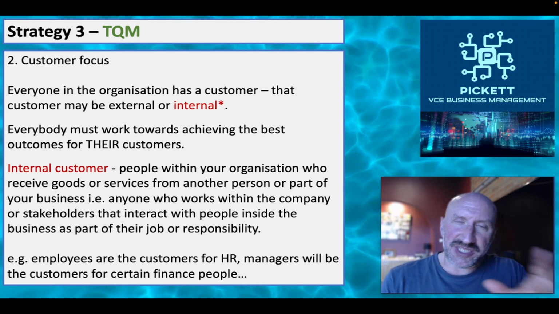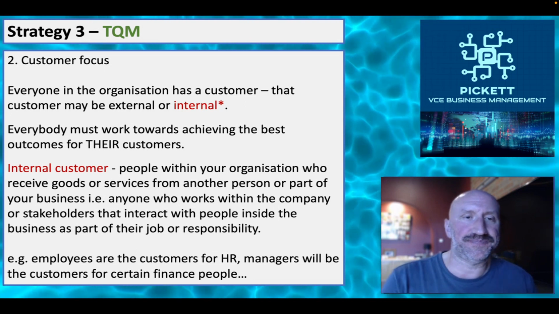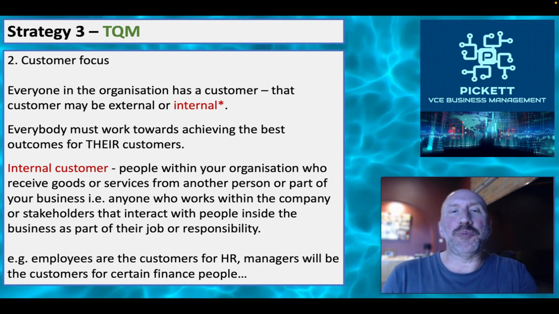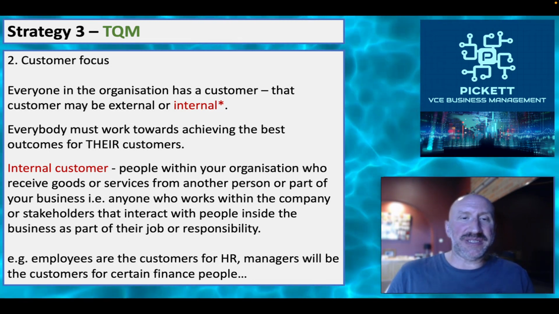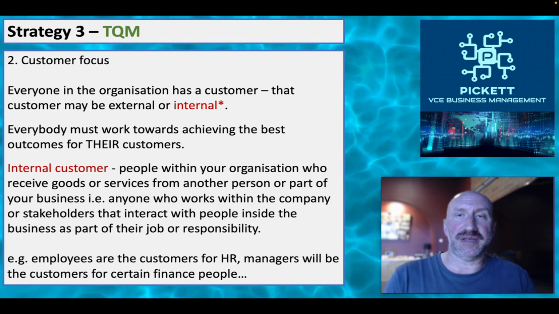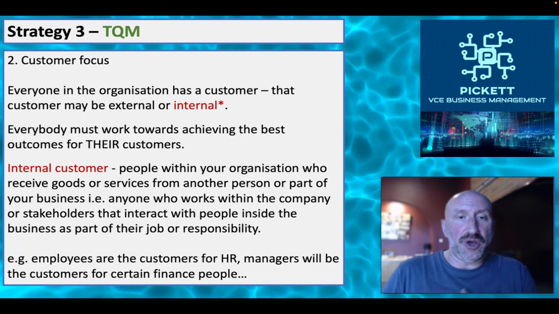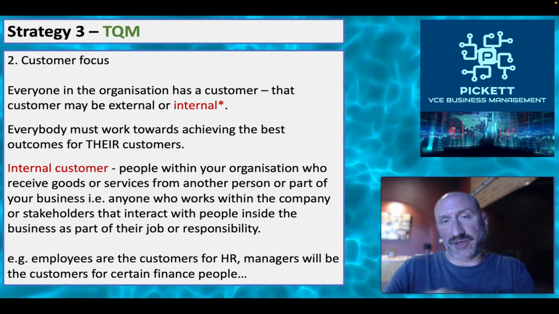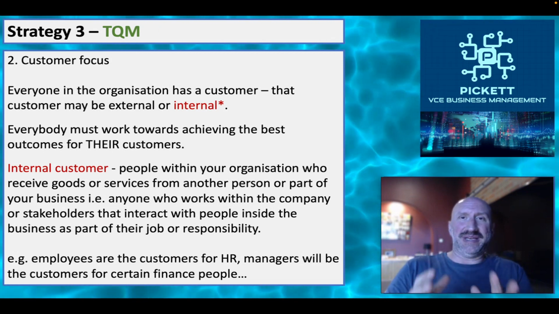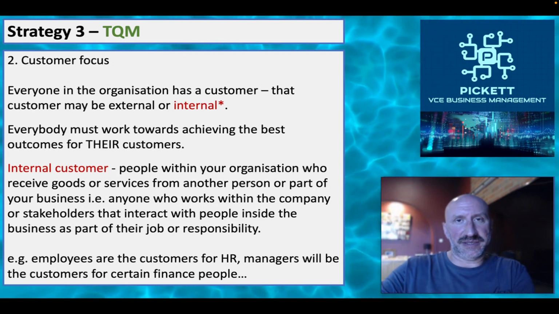Where the descriptions in answers go wrong is because we also have an internal customer. Actually, just before we get there, just point out that second sentence there. The whole point of TQM is that everybody in the business is constantly working towards achieving the best outcome for their customer. Whether your customer is the external ultimate consumer of the product, or whether it is one of these internal customers that we're going to talk about. Some people have both. And I'll give you an example of that as well. But the point is, everybody in the business is doing the best that they possibly can for their customer.